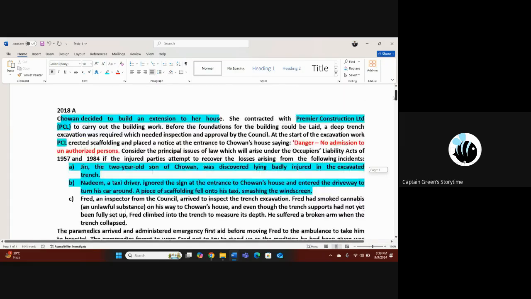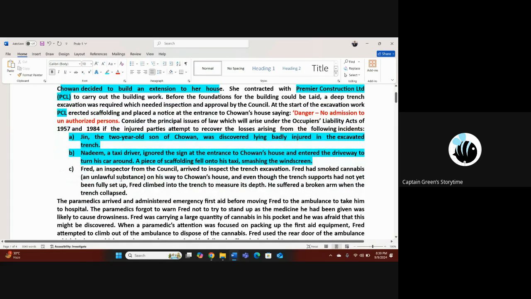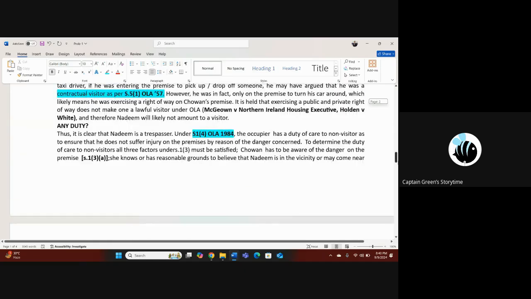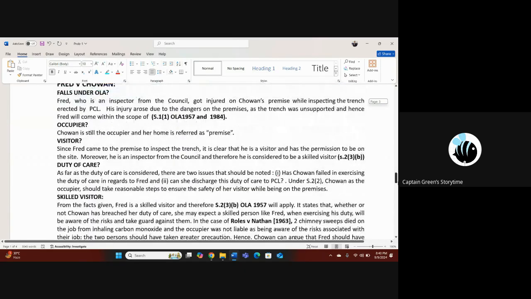Okay. Coming towards the last situation, Fred, an inspector from the council, arrived to inspect the trench excavation. Fred had smoked cannabis on his way to Chauhan's house, and even though the trench supports had not yet been fully set up, Fred climbed into the trench to measure its depth. He broke his arm when the trench collapsed. This is a very tough situation here.